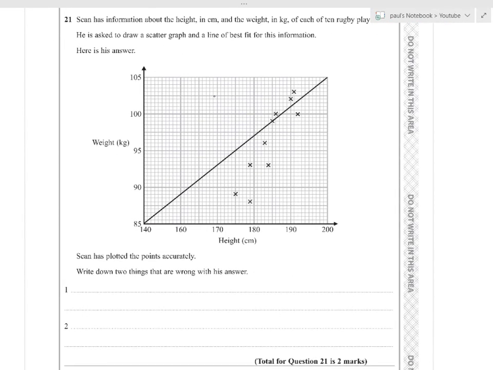Right, what's Sean up to? He has some information about the height and the weight of 10 rugby players. He has to draw a scattergram. So there's the weight and there's the height. Sean has plotted the points accurately. Write 2 things where the line of best fit is wrong.